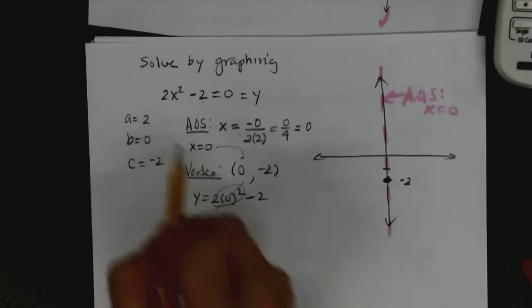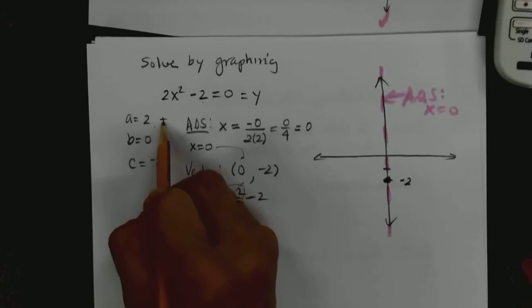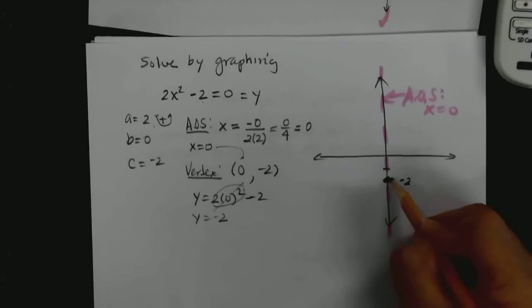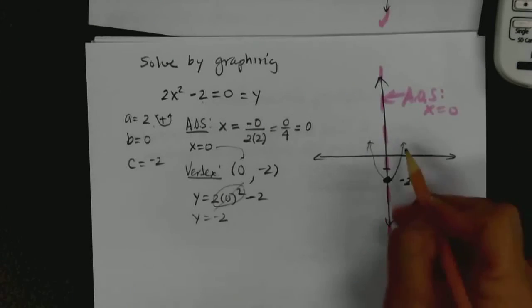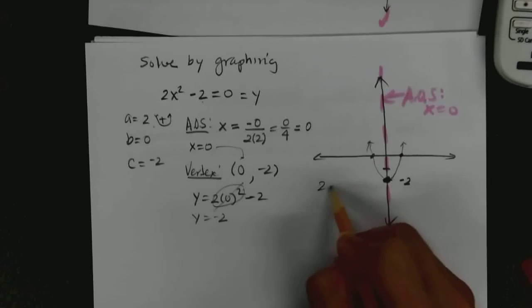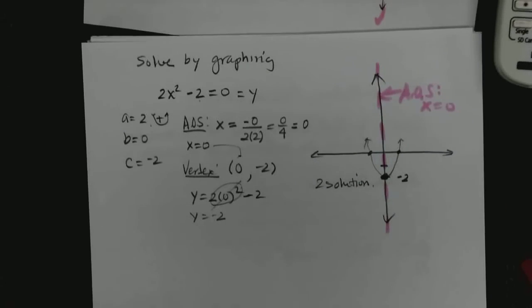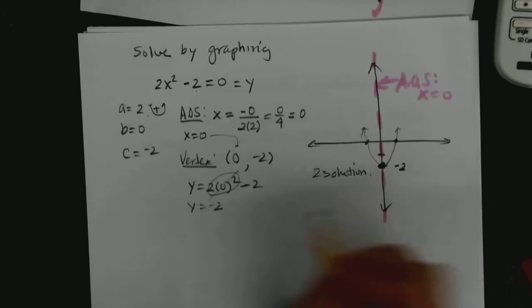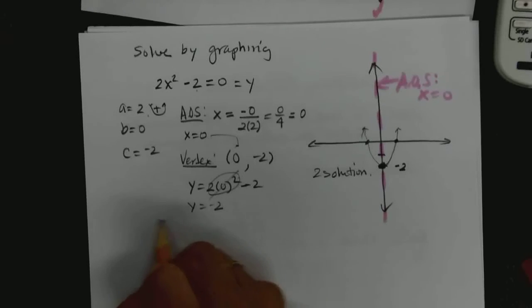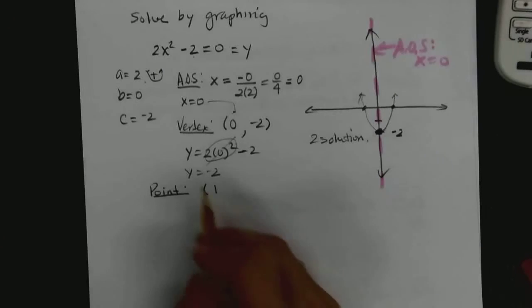Here's my vertex. Looking at our A, is it pointing up or down? Up. So I'm going to sketch it real quick. Guess what? How many solutions do I have? 2. So we're looking for those 2. I'm just going to pick a point. Let's try x equals 1, because we already used 0. All right, so you plug it in.